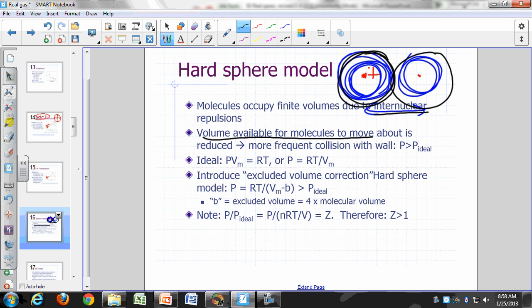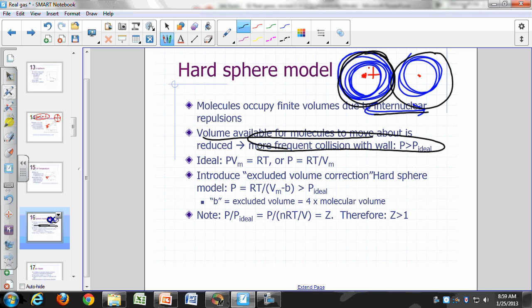Now, if you're dealing with very low pressures, there are very few other molecules in there, and that error is negligible. But if it gets too crowded, then that error is not negligible. Because it's got less room to move about, it's also going to have more frequent collisions with the wall. Why would that be? It's too crowded, so you're going to end up with molecules colliding with the walls more frequently. That leads to higher pressure.